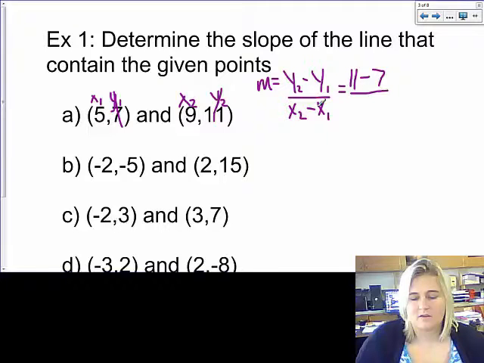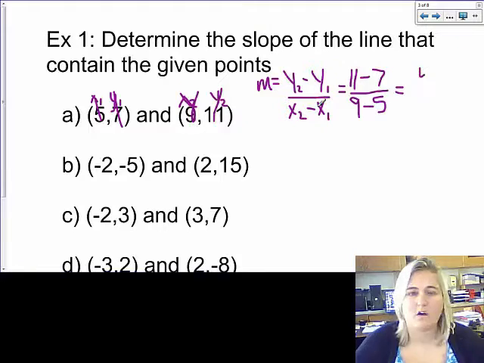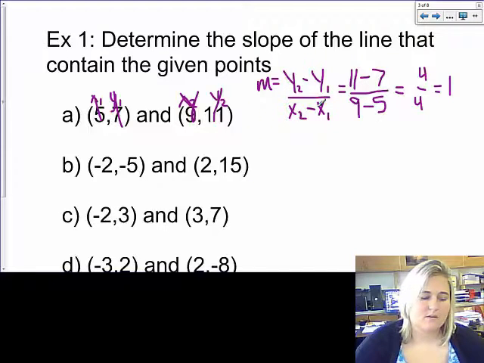X sub 2 is 9, so I'm going to plug in 9 minus x sub 1, which is 5. So I put 5. Now all I have to do is the math. 11 minus 7 is 4. 9 minus 5 is 4. So the slope of this line is 1, or 1 over 1. That's my final answer. I would like for you to try and do B and C on your own paper. So please pause the video and work on those two.